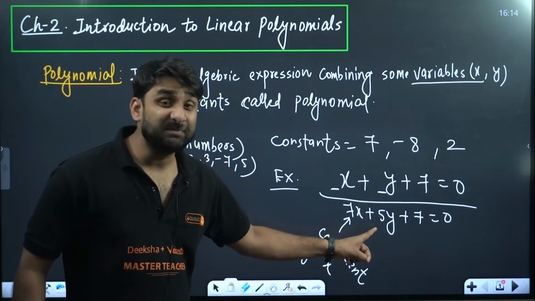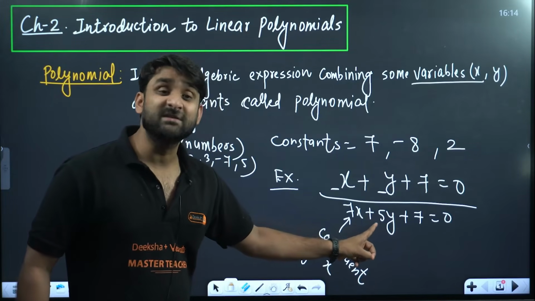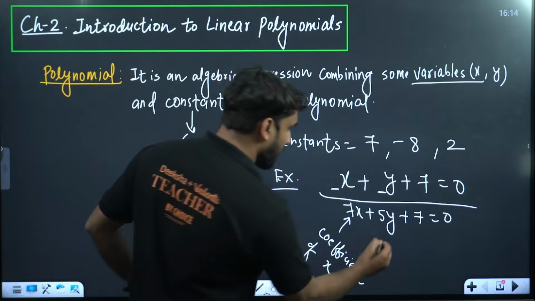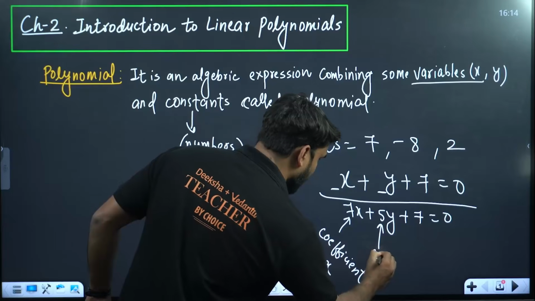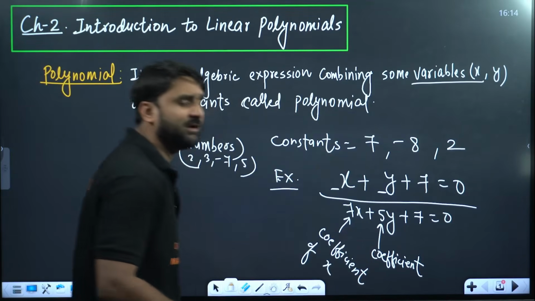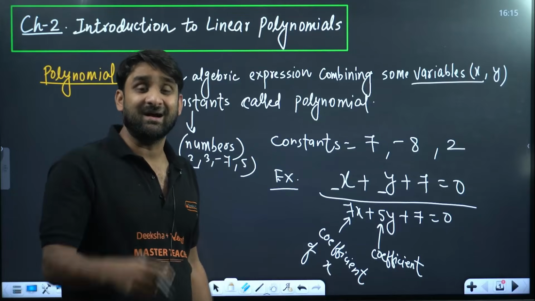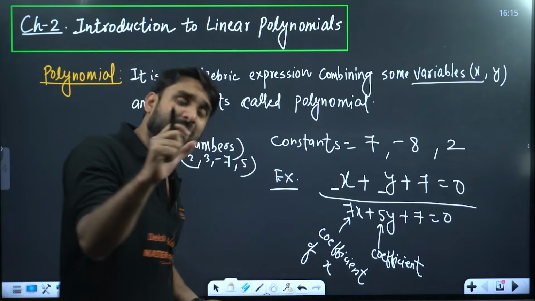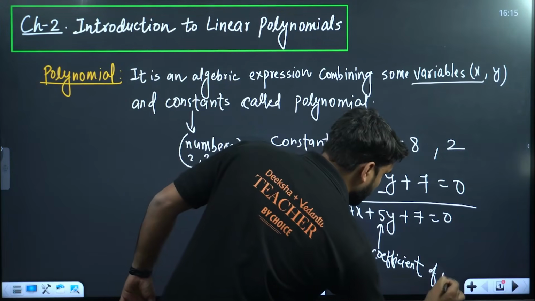But what is the special thing about this 5? This 5 is connected with y. So this is called coefficient. Coefficient means when a number is attached with a variable, that number is called coefficient. So this is called coefficient of y.